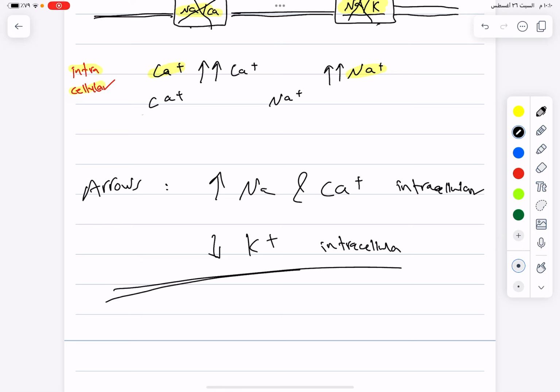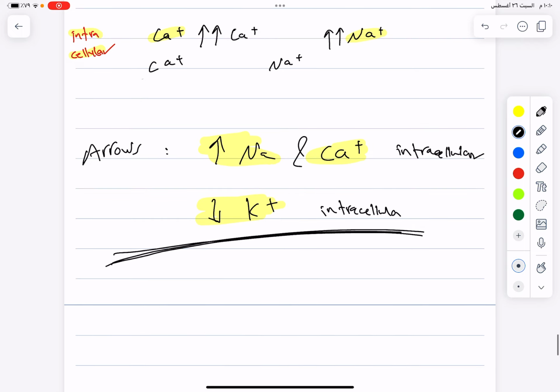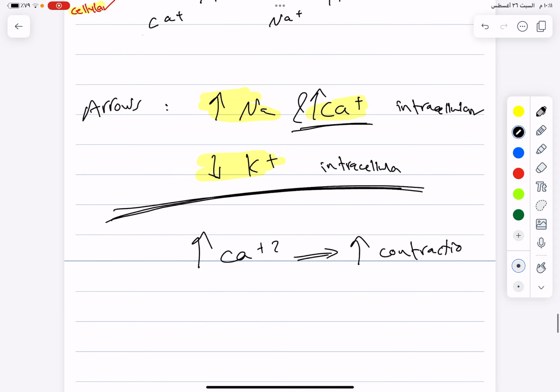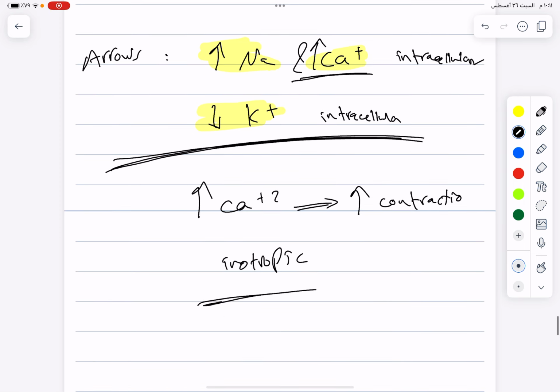So this is a very important set of arrows to know: the sodium and calcium build up intracellularly, and the potassium will decrease intracellularly. This will lead to the effect of digoxin, which is increased myocardial contraction, because we now have increased calcium inside the myocytes and the myocardium. So also you should know that digoxin is an inotropic drug. And thank you for listening.